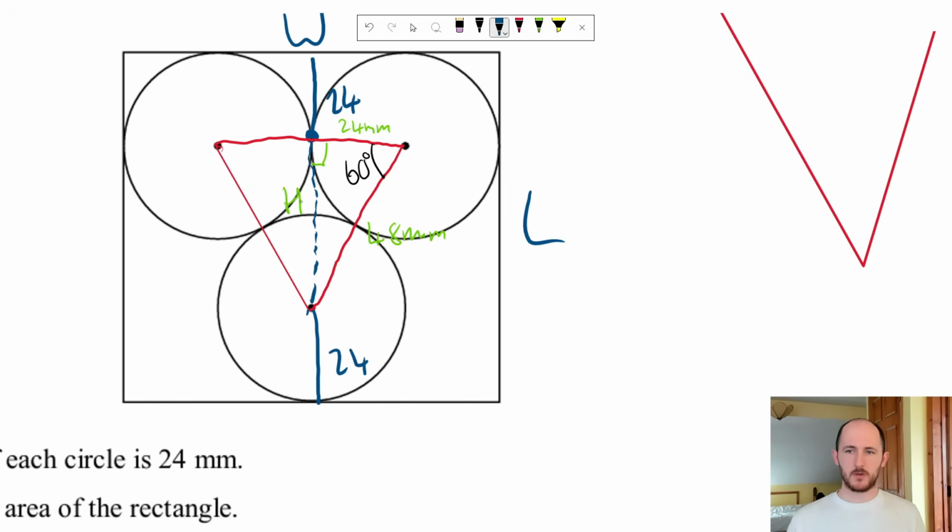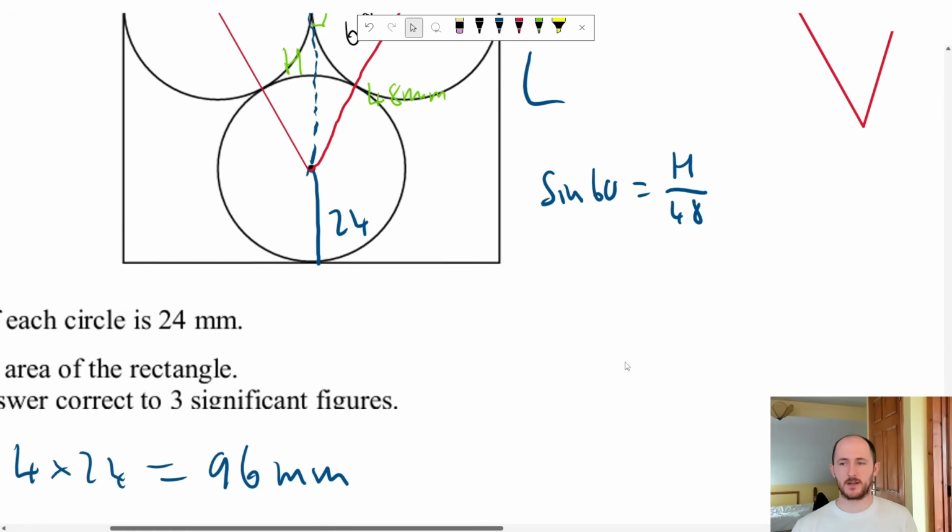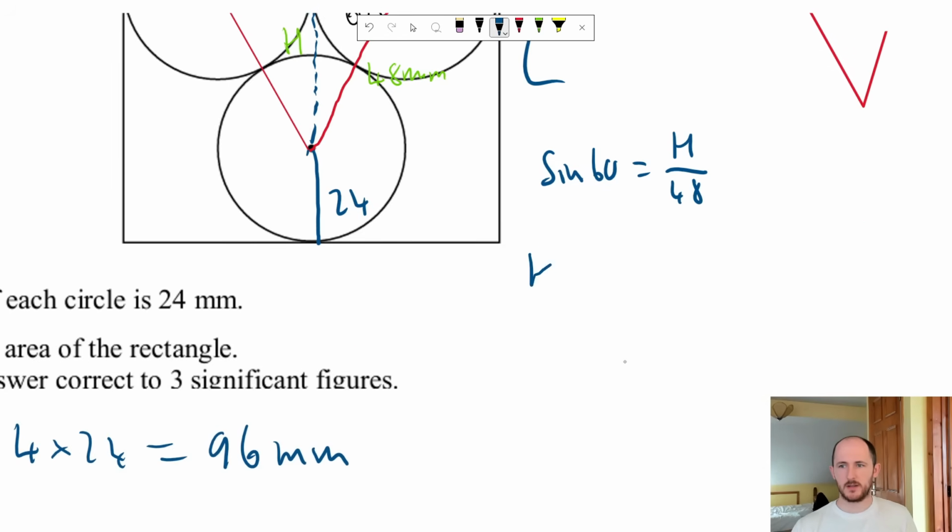Opposite and adjacent, or opposite and hypotenuse, it doesn't make a difference. We have sine 60 equals h over 48. If you used tan, you would get the same answer. So that's kind of cool. So h is just equal to 48 sine 60.